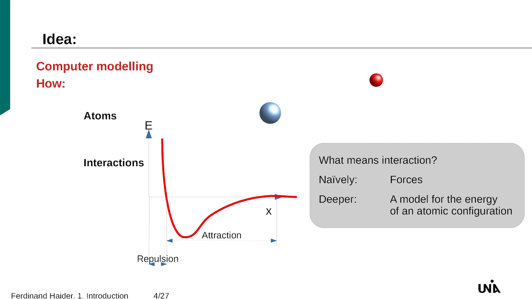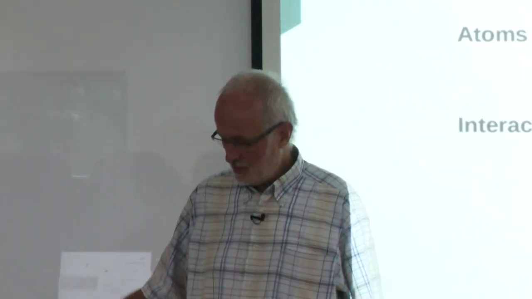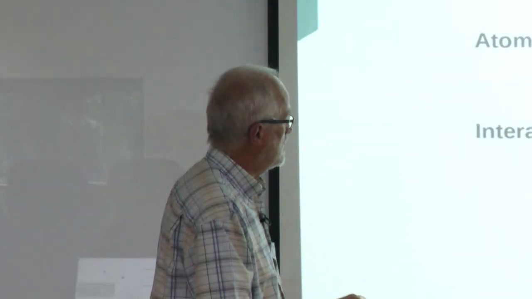Negative energy always means binding. Positive energy, or increase in energy, means kind of repulsion. So this would go here. And here you have this very strong repulsion. This is typical because when the atoms get too close, the electron clouds are repulsive. There are also quantum mechanical arguments, but very naively said, the positive charge of the nuclei leads to a repulsion. That's why this typically always looks like this.